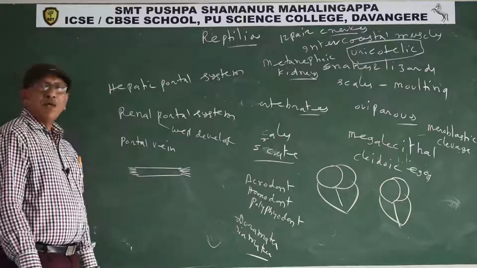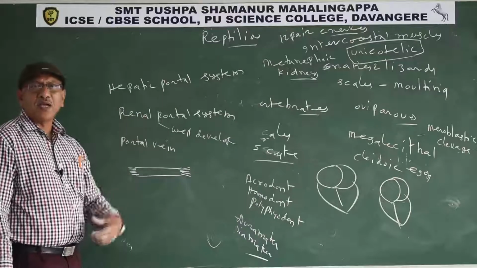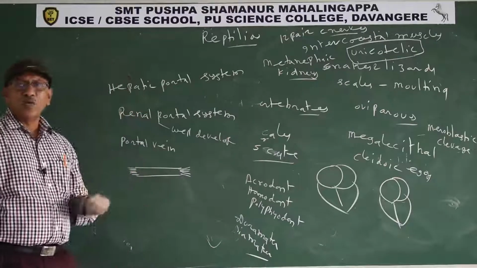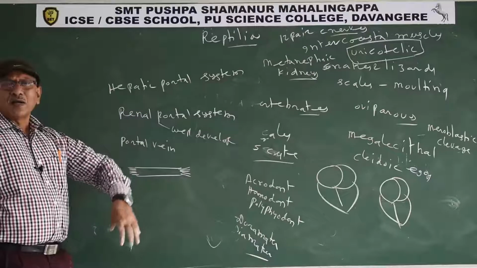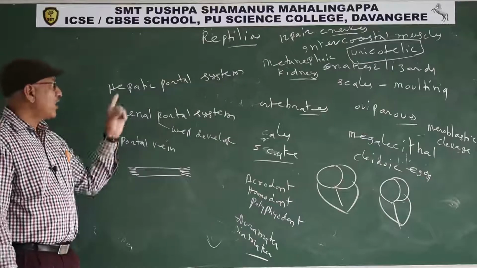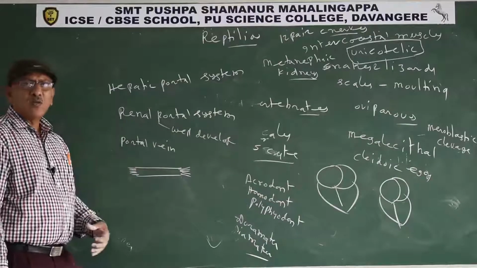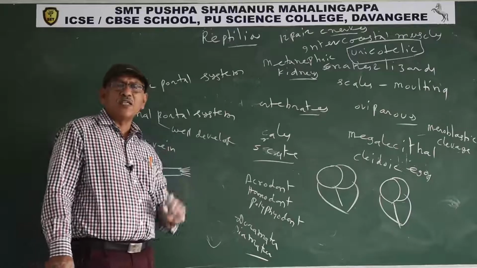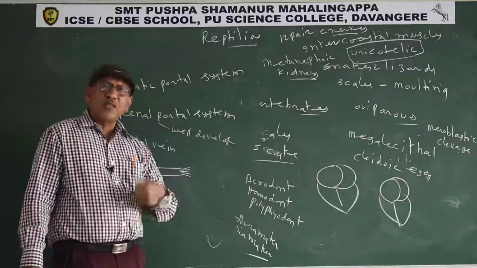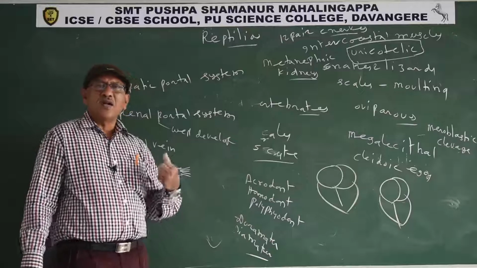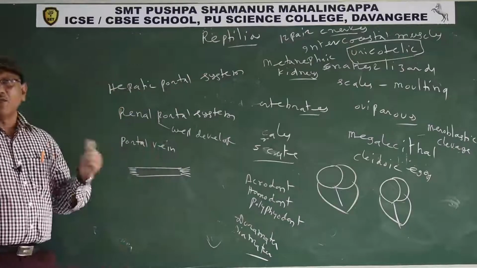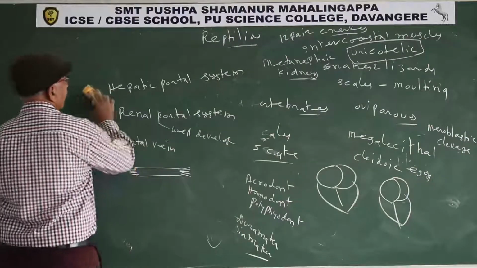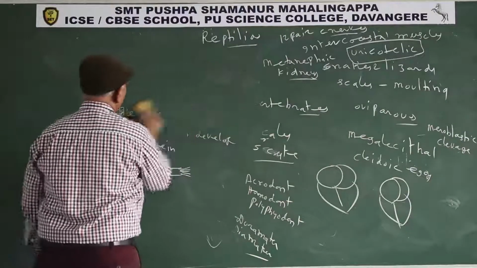What is the use of hepatic portal system? The hepatic portal system transports the blood containing abundant amount of nutrients collected from the alimentary canal to liver. Renal portal system collects the blood containing abundant amount of nitrogenous waste material from posterior part of the body and transports it to kidney for dialysis. Now we discuss examples.